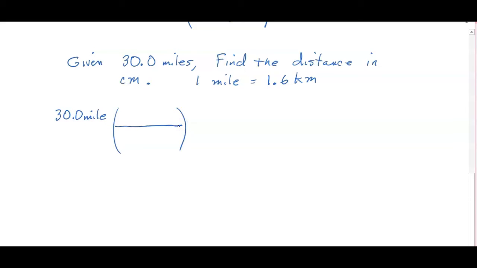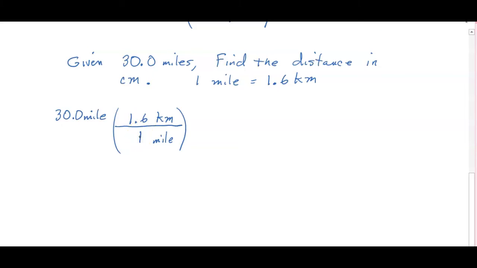And then I want to get rid of miles. So I put it down here. I don't really know very much about miles. I know it's like 5,000 some odd feet, but going to feet is not going to help me. I want to get to centimeters, so I want to switch to metric. So I'm going to switch it to kilometers because I have a conversion factor for that. The conversion factor is 1.6 kilometers equals 1 mile.